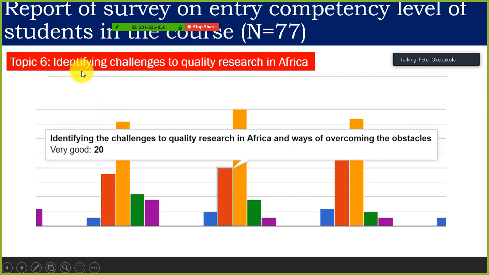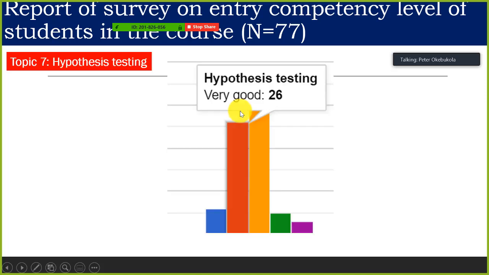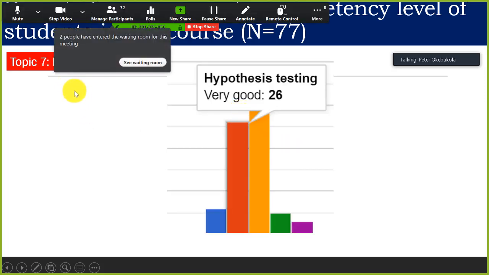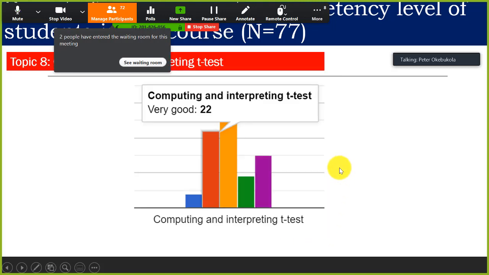What about topic 6, identifying challenges to quality research in Africa, that Professor Juma Shabani will be walking us through? So 20 of us indicated that we are very good in there and very fair. That's the yellow bar. What about hypothesis testing, that Professor Ayo Ahmed will be looking at? Quite a number, 26, say very good. And you can see the very poor bar, this purple, so that's pretty low.